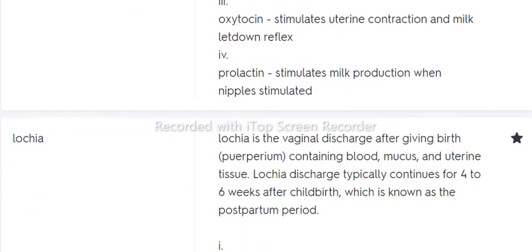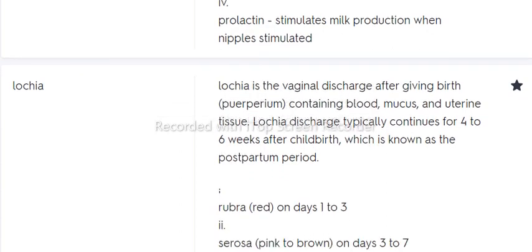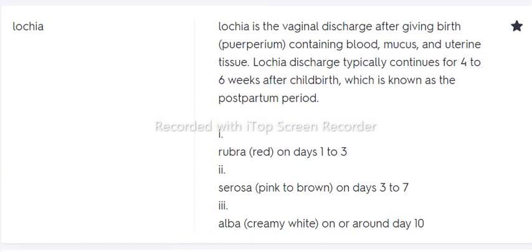Lochia. Lochia is the vaginal discharge after giving birth containing blood, mucus, and uterine tissue. Lochia discharge typically continues for 4 to 6 weeks after childbirth, which is known as the postpartum period. Rubra on days 1 to 3. Serosa on days 3 to 7. Alba on or around day 10.